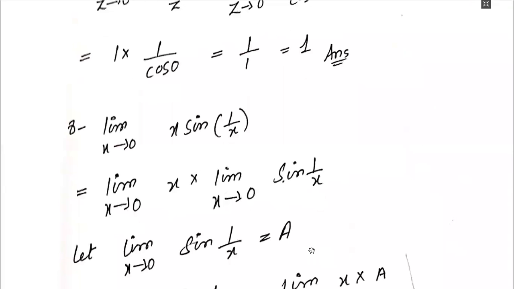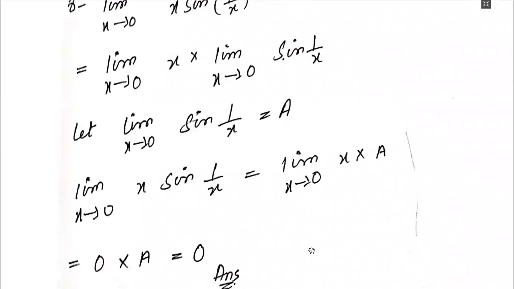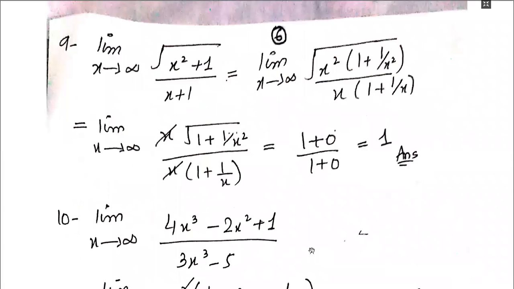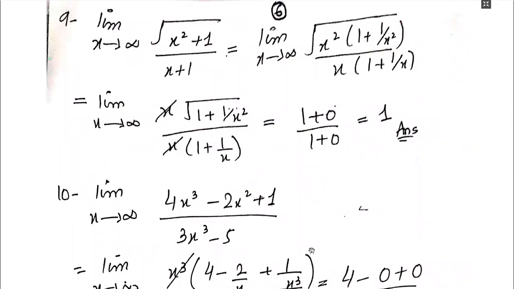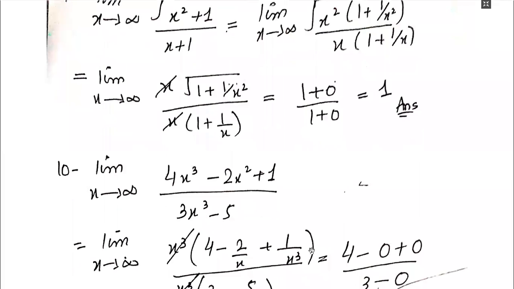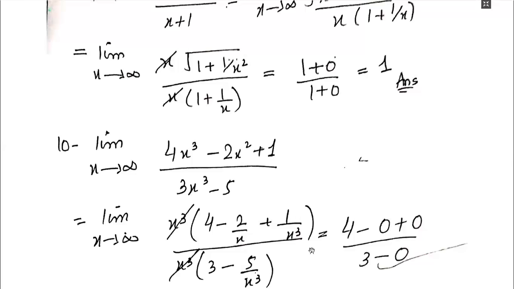Now the 8th problem you can solve easily. This is the same type of problem. Again you move on to problem number 10. Now 9 is also the same. Now problem number 10: here 4x cube minus 2x square plus 1 over 3x cube minus 5.